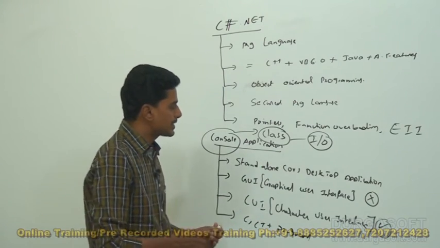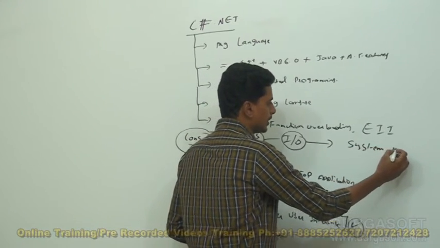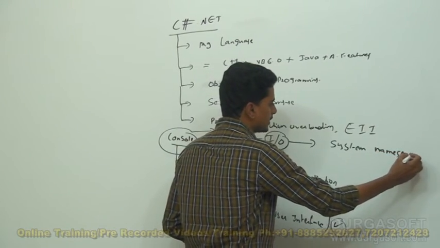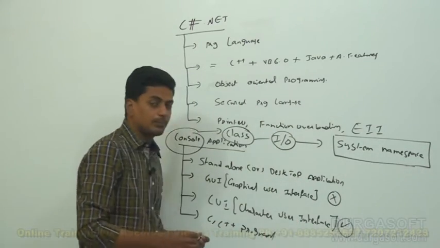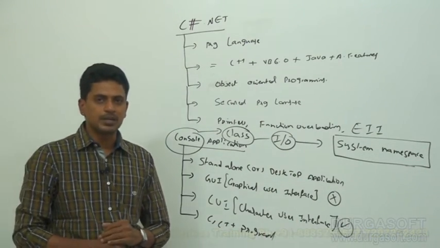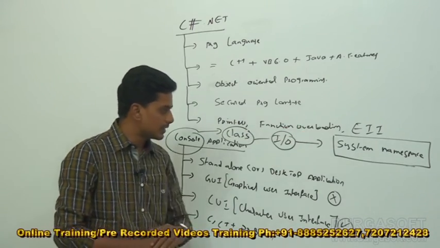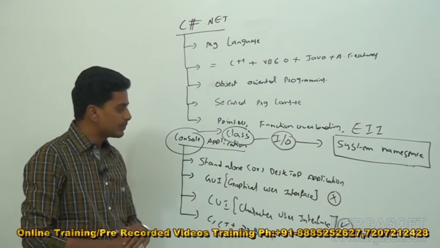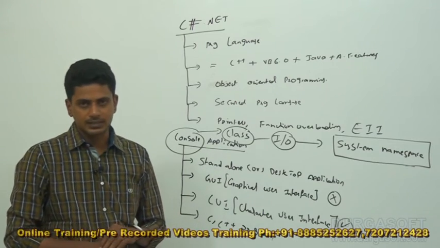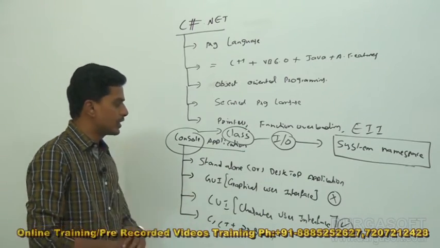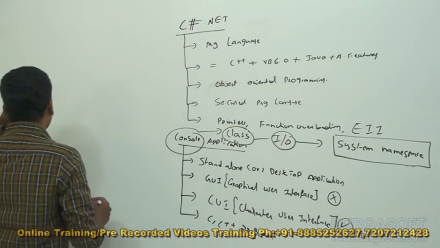Console is present in a special namespace called the System namespace. Without the System namespace, we cannot write the programming part in a console application. So the Console class is present in the System namespace, and it is used to work with input and output streams. Using that class we can give input and get output.